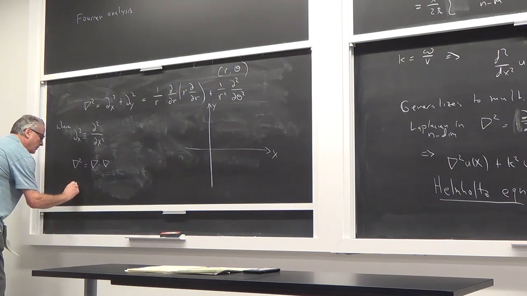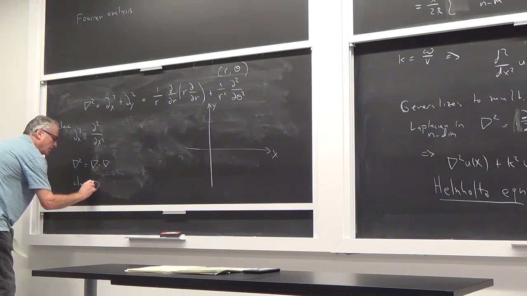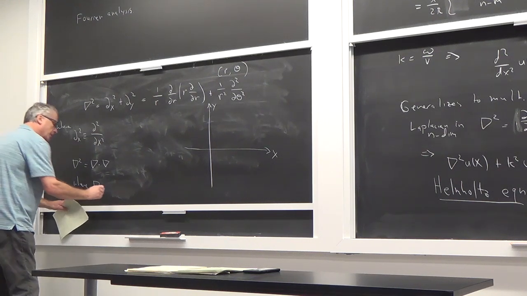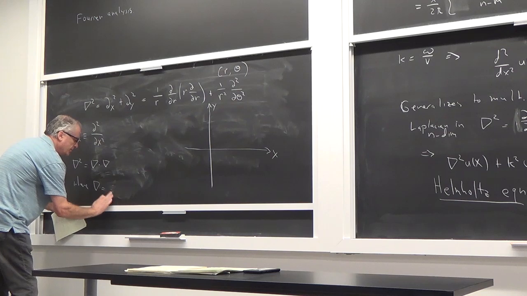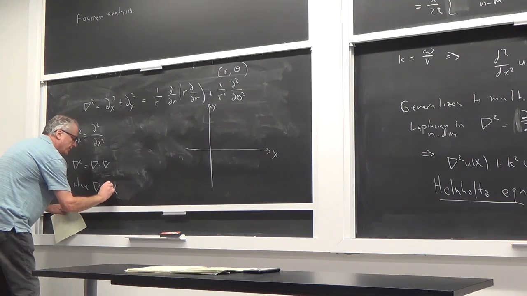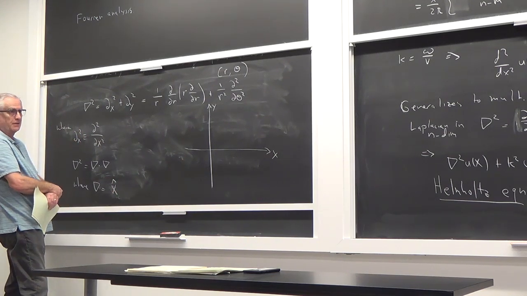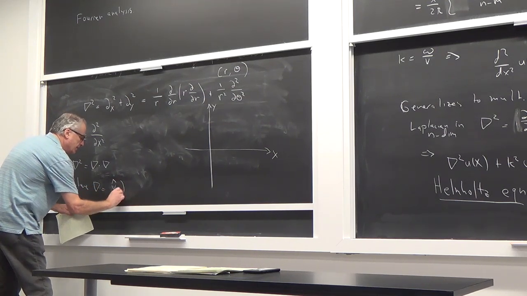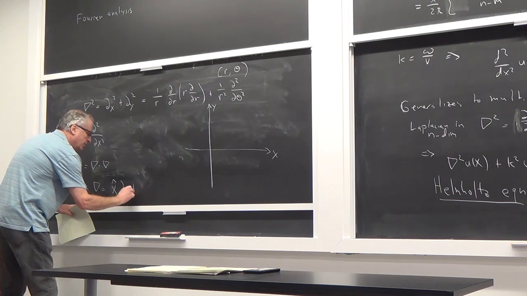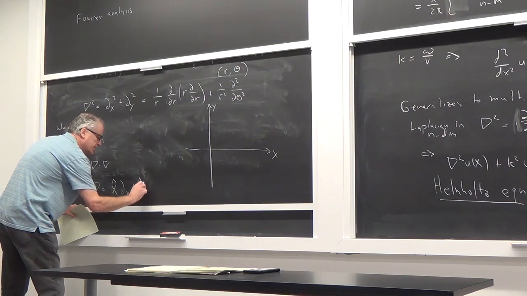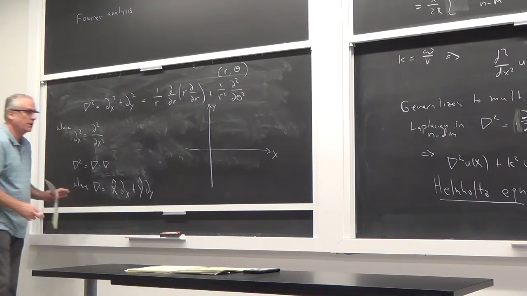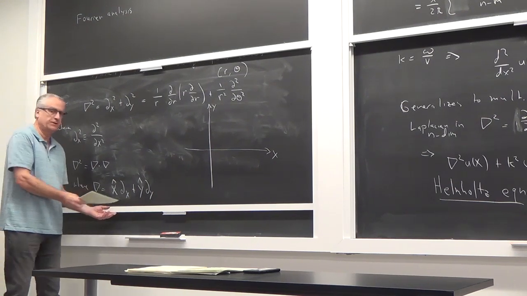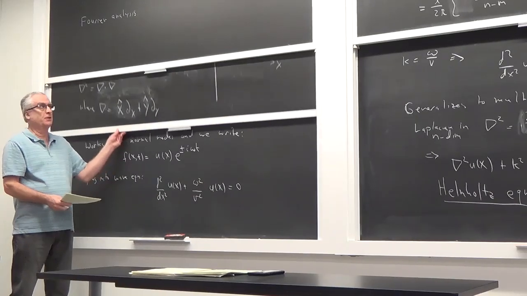Where del in Cartesian coordinates is a unit vector. Let me denote the unit vector in the x direction as x hat, d by dx, plus a unit vector in the y direction, d by dy. That's what the gradient operator is expressed in Cartesian coordinates.